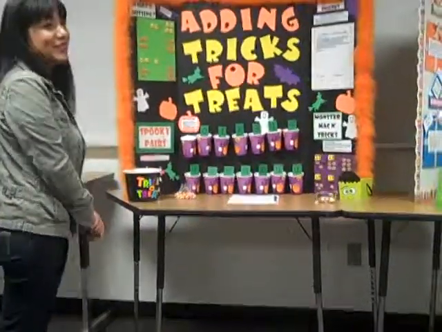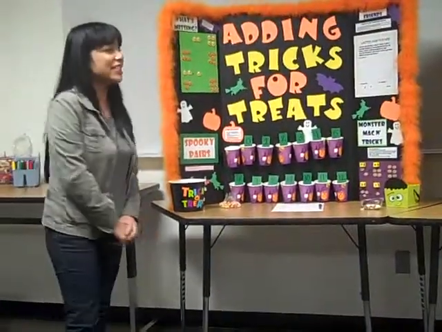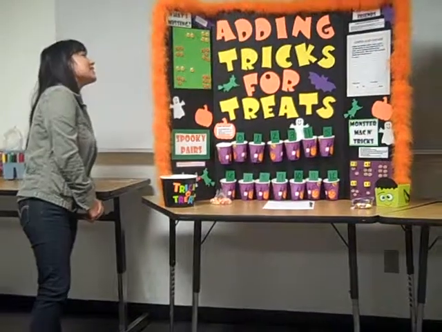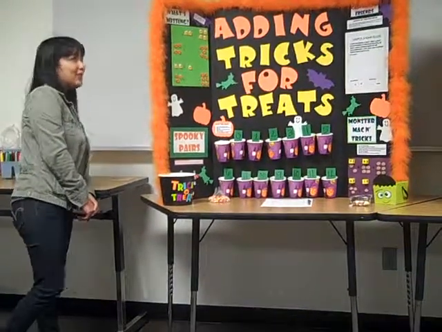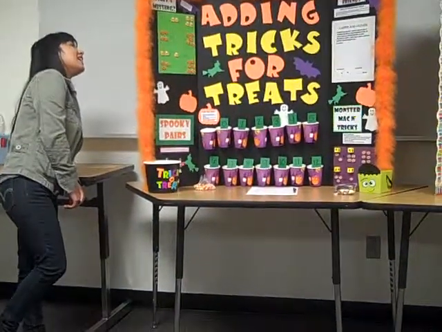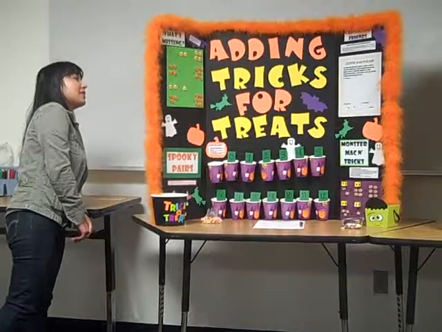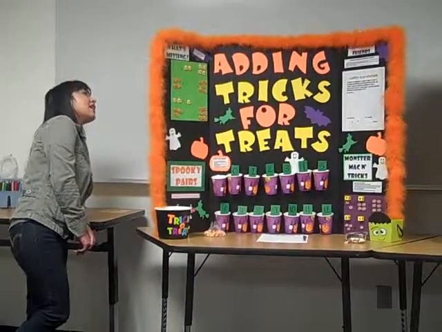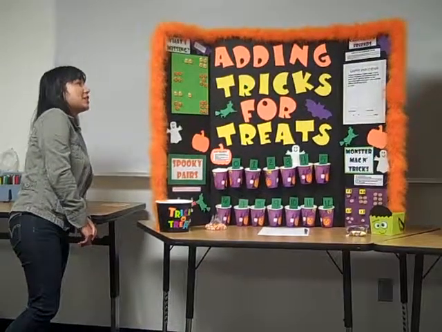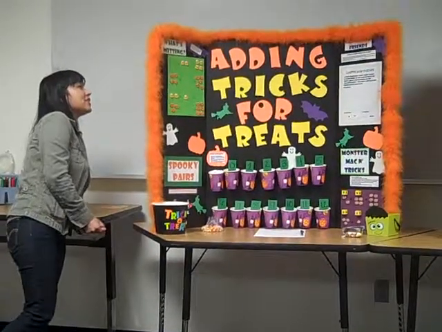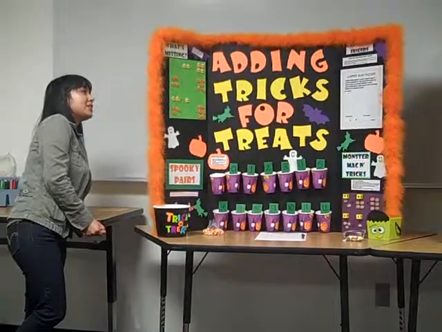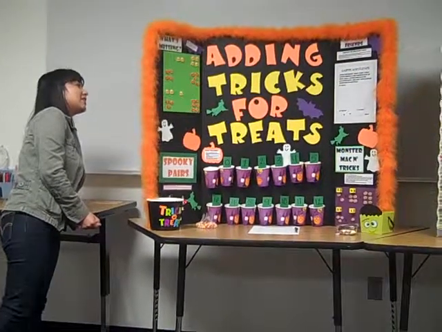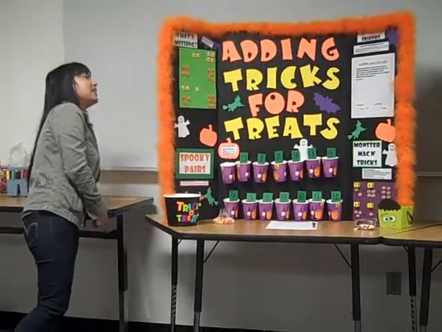Learning center. The title of my learning center is Adding Tricks for Treats, and the grade level is kindergarten. The content standards demonstrated in these activities are number sense and mathematical reasoning. Students understand the relationship between numbers and quantities. Students understand and describe simple additions and subtractions. In this case, it's only addition.